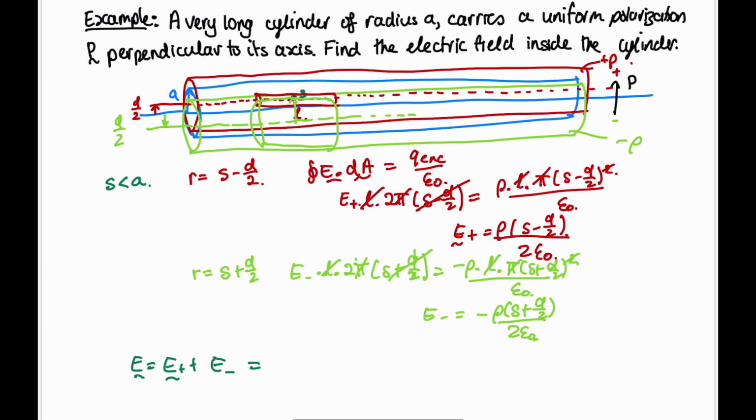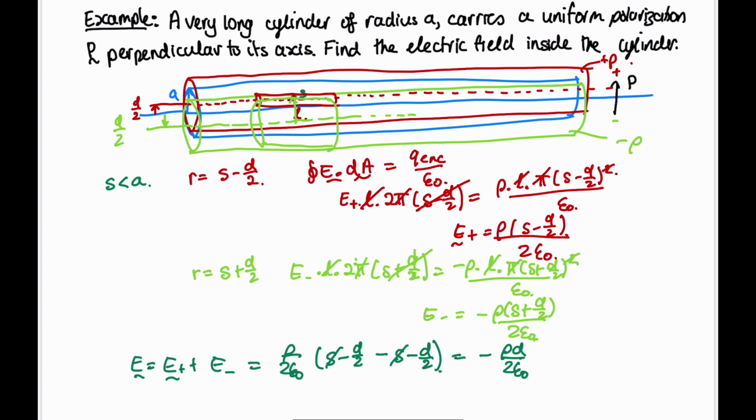And so that is going to be equal to rho over 2 epsilon naught. And then we've got S minus D over 2 minus S plus D over 2. So these S's will cancel, and we end up with minus D on 2, minus D on 2. So that is minus D. So this will be minus rho D over 2 epsilon naught.